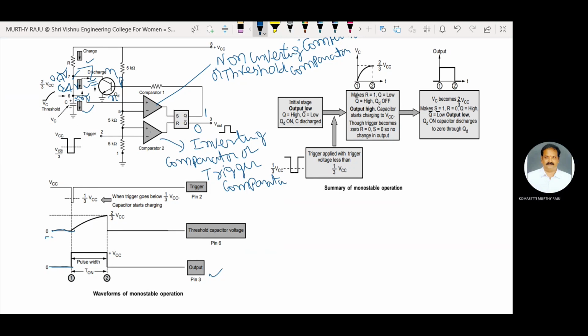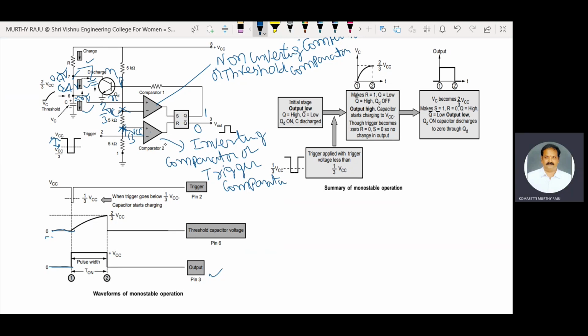Next, a trigger signal is applied to the inverting terminal of comparator 2. It is a negative going pulse signal. Here the value at pin 5 is 2/3 VCC, and here the value is 1/3 VCC. When the trigger goes below 1/3 VCC, the trigger signal value is less than 1/3 VCC.